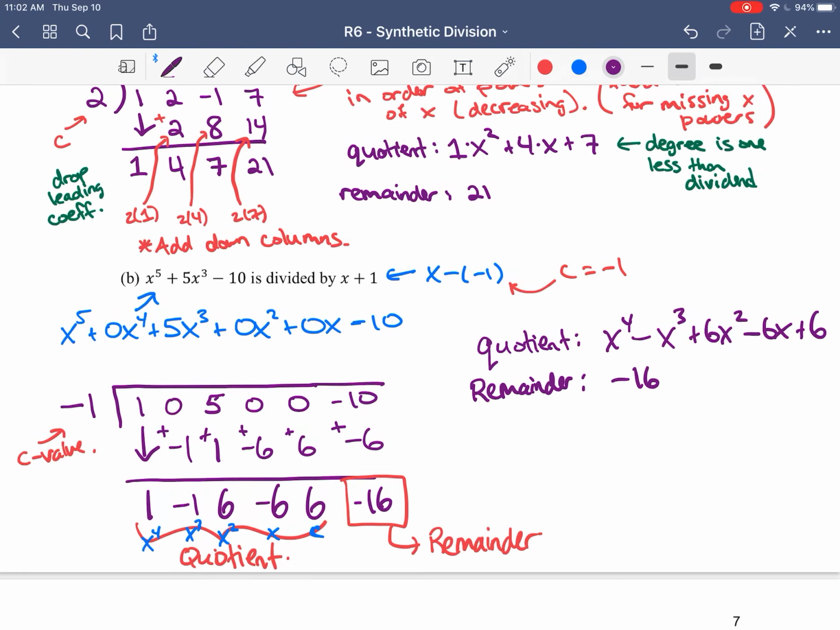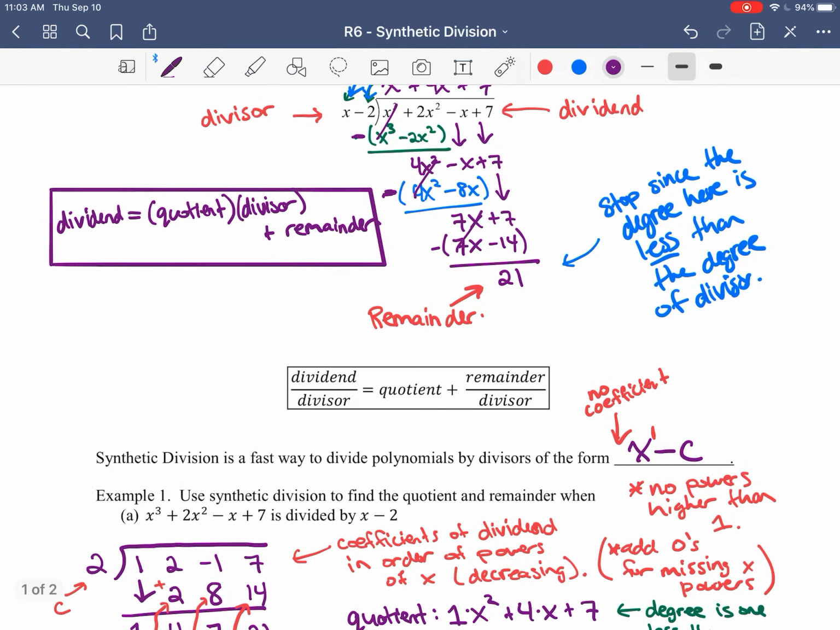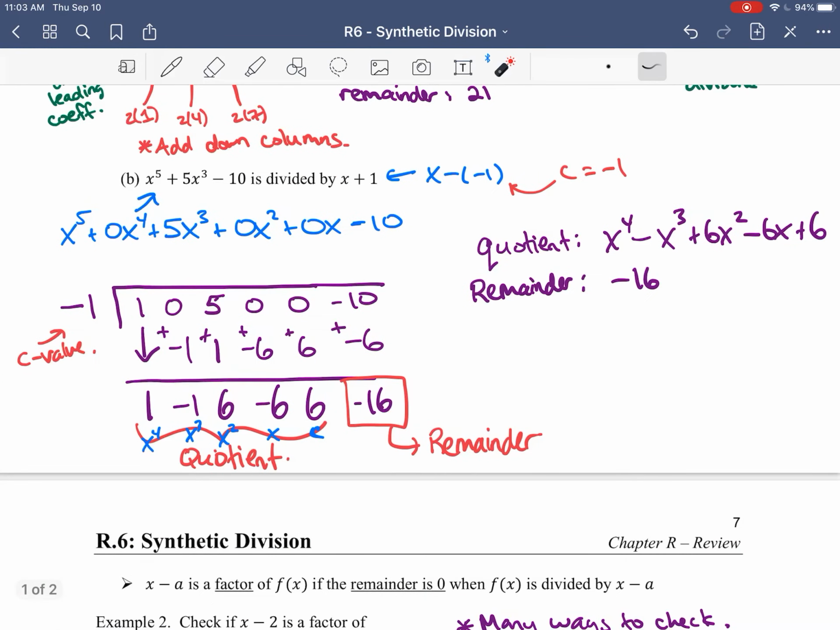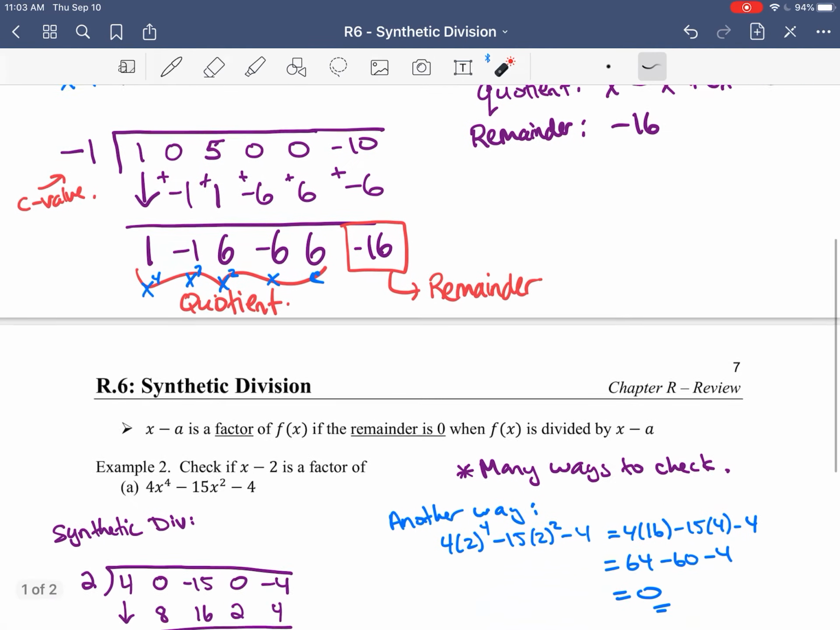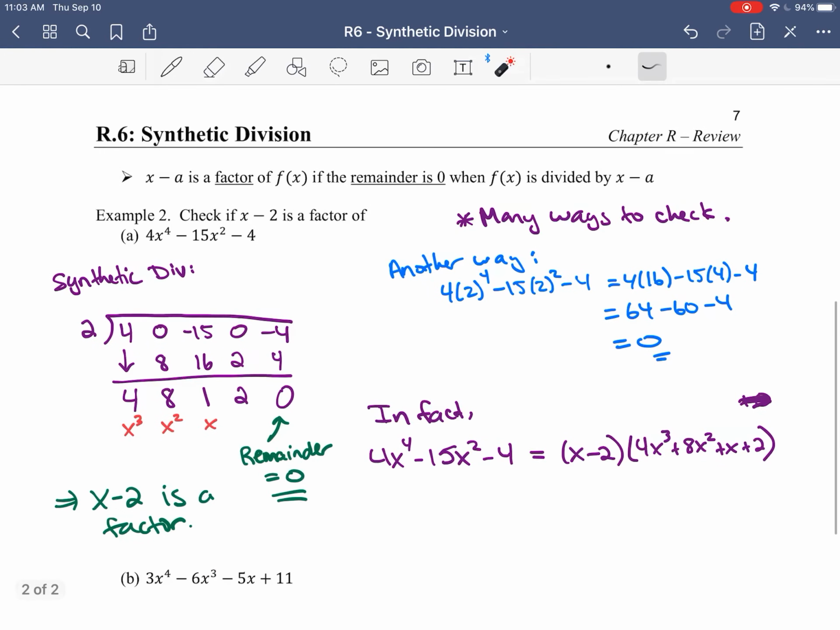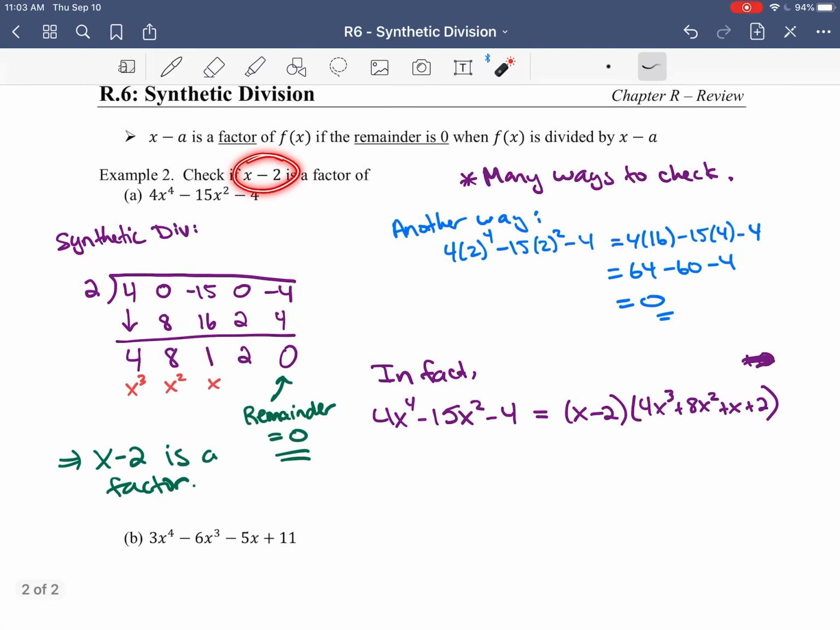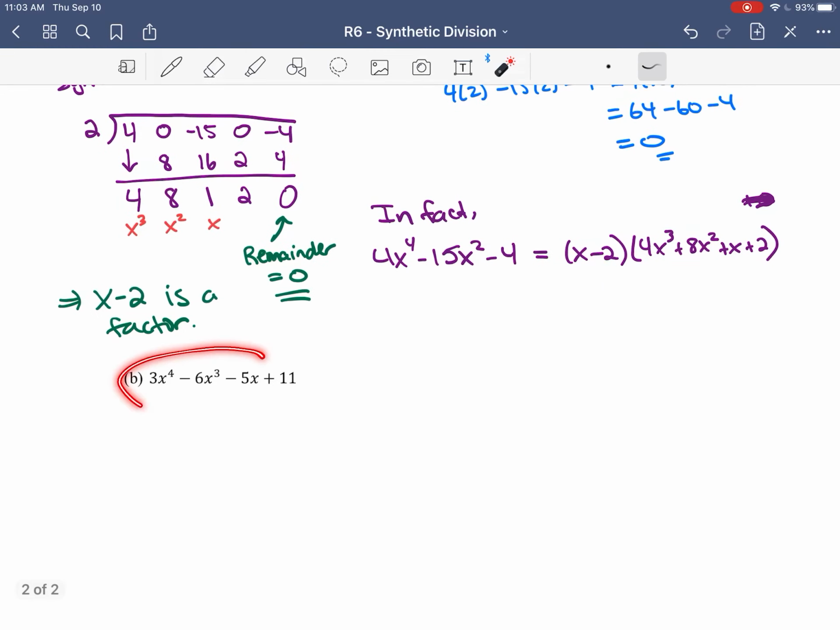If you want, you can check by multiplying it out. You can use either this formula or this formula to make sure it all works, but I'll leave that for you. We just needed to find the quotient and the remainder. Now in the next example, we want to check whether or not x minus a is a factor of f of x. That means we want to know, is the remainder 0 when we divide? So we're looking at x minus 2. Is x minus 2 a factor of this polynomial here?